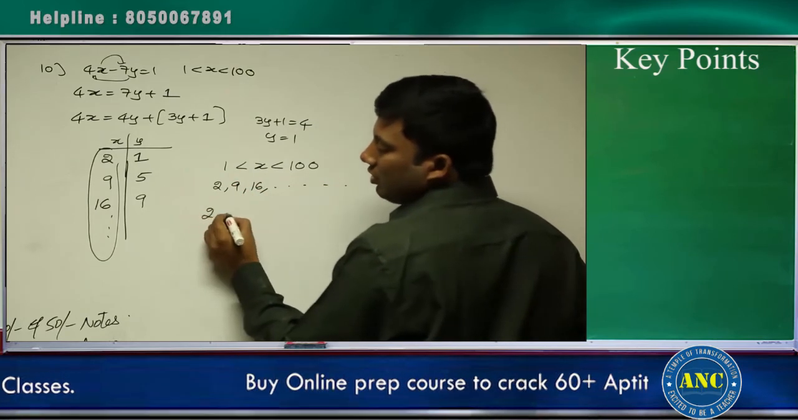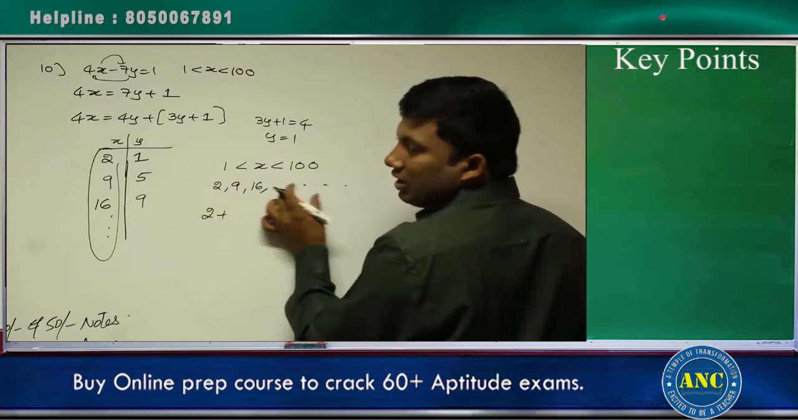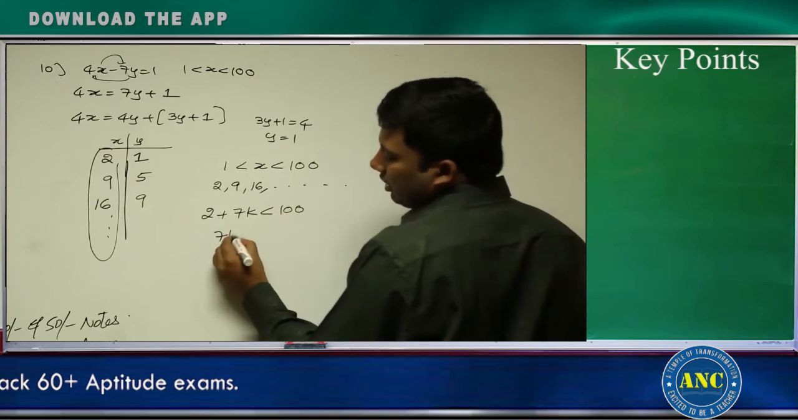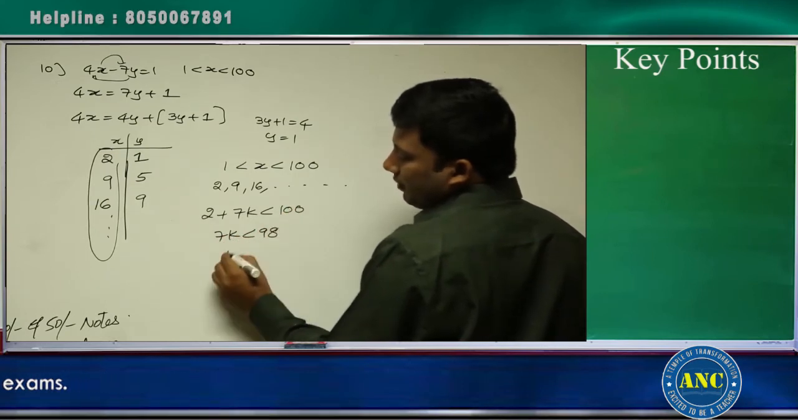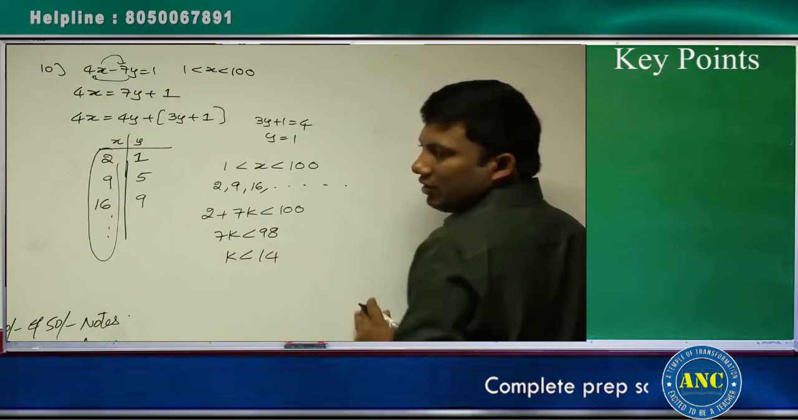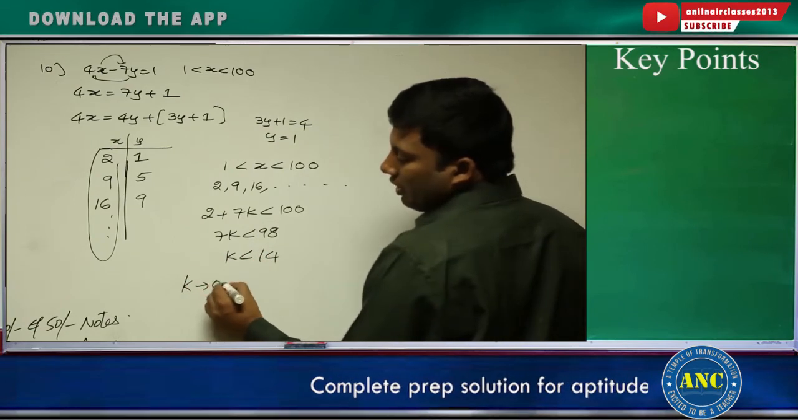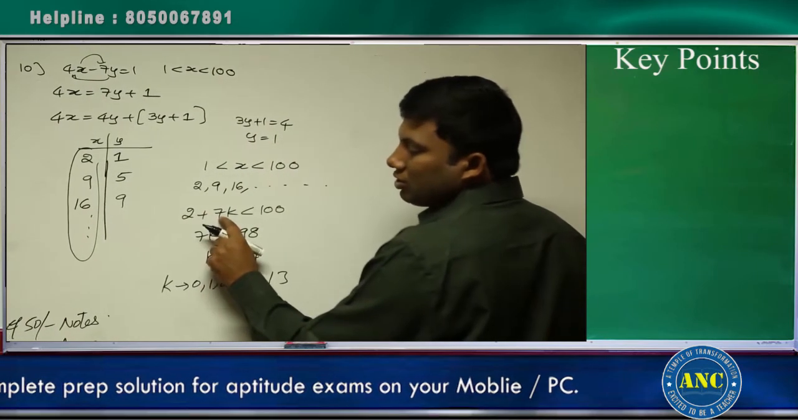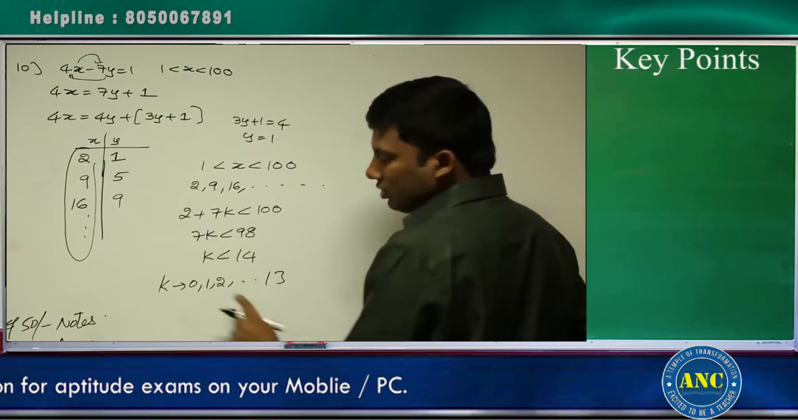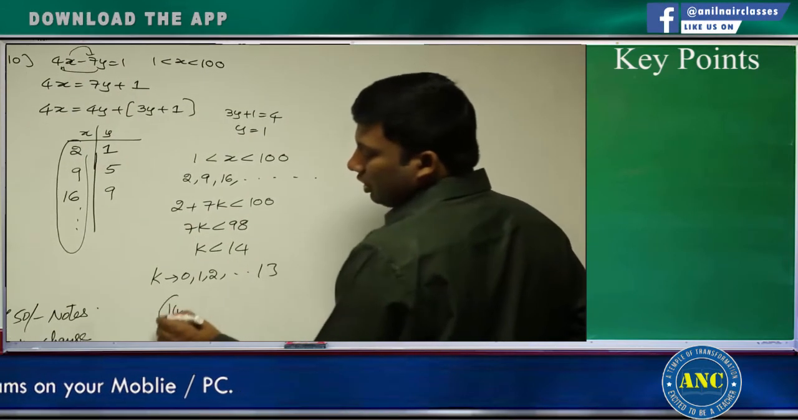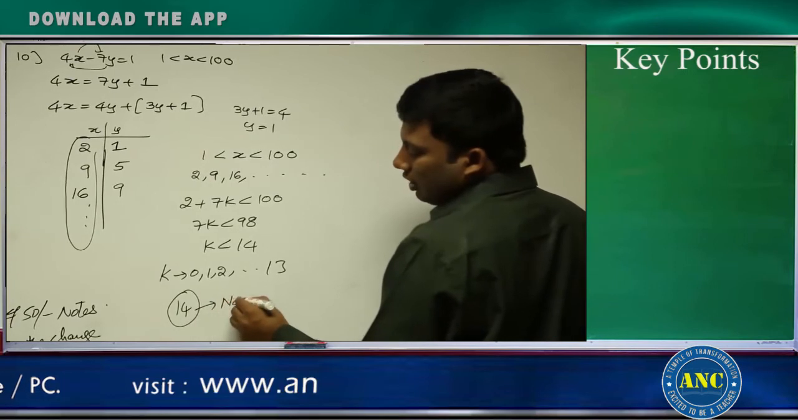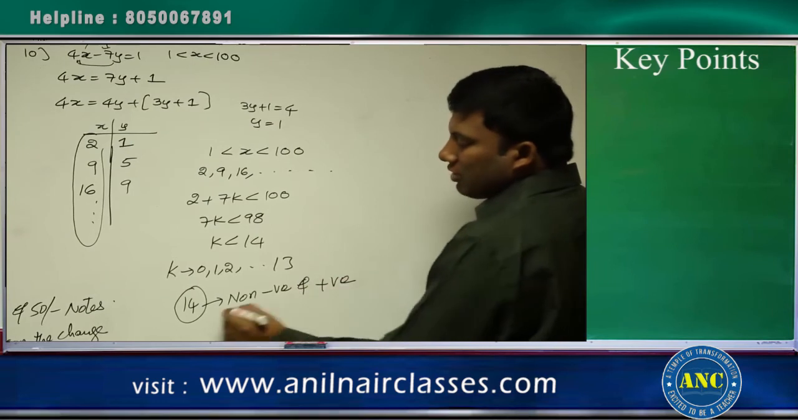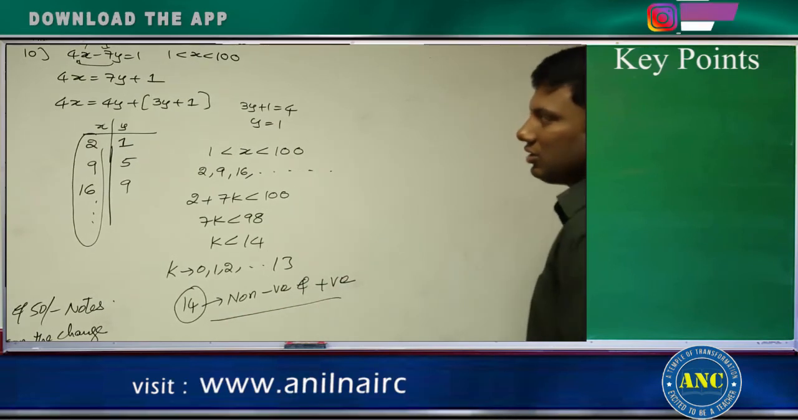What is the lowest value? 2. Every time how much is the increase? 7. 2 plus 7k less than 100, so 7k less than 98, so k less than 14. If k is less than 14, k can take values from 0 to 13, because if k is 0, 7 into 0 is 0, 0 plus 2 is 2. What is 0 to 13? 14. It will be non-negative as well as positive, because none of them is a factor of the constant.